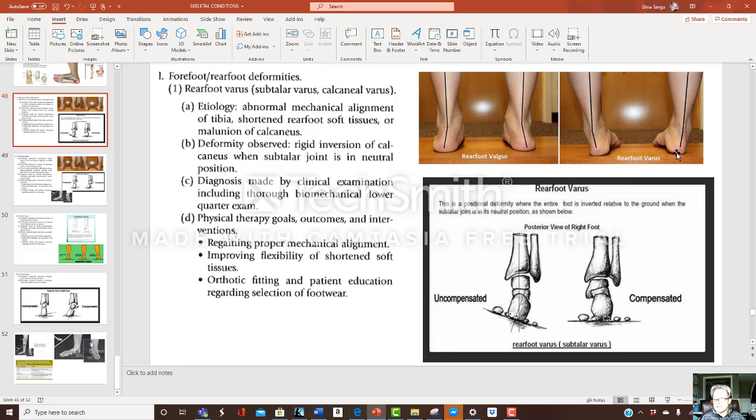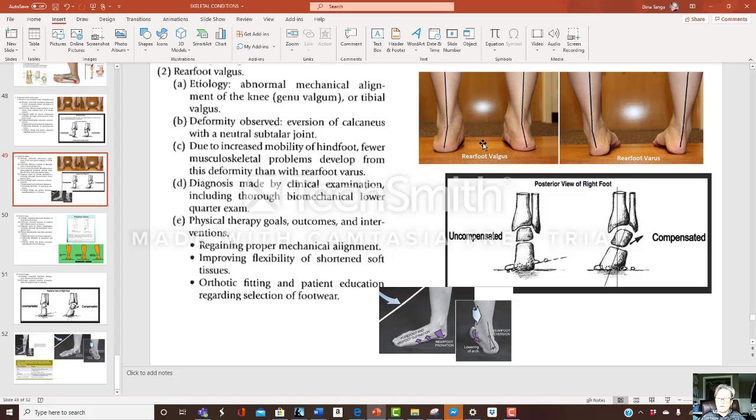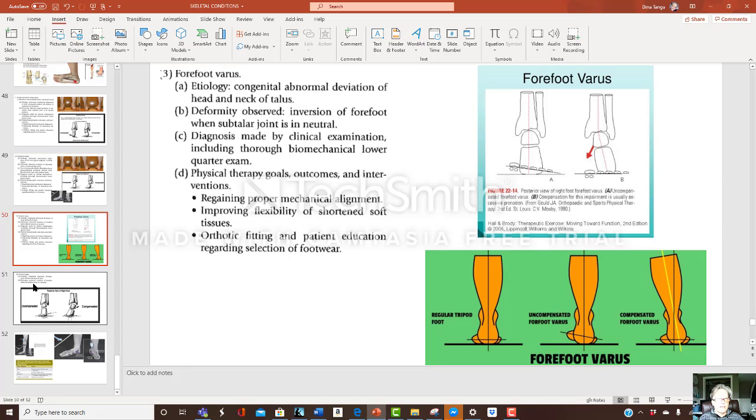Up here, rear foot varus, so that's a high arch varus. Rear foot valgus is the lowering of the arch. Okay, and then you have forefoot varus, a congenital abnormal deviation of the head and neck of the talus. Deformity observed is inversion of the forefoot when the subtalar joint is in neutral. So it's a congenital abnormal deviation of the head and neck of the talus.